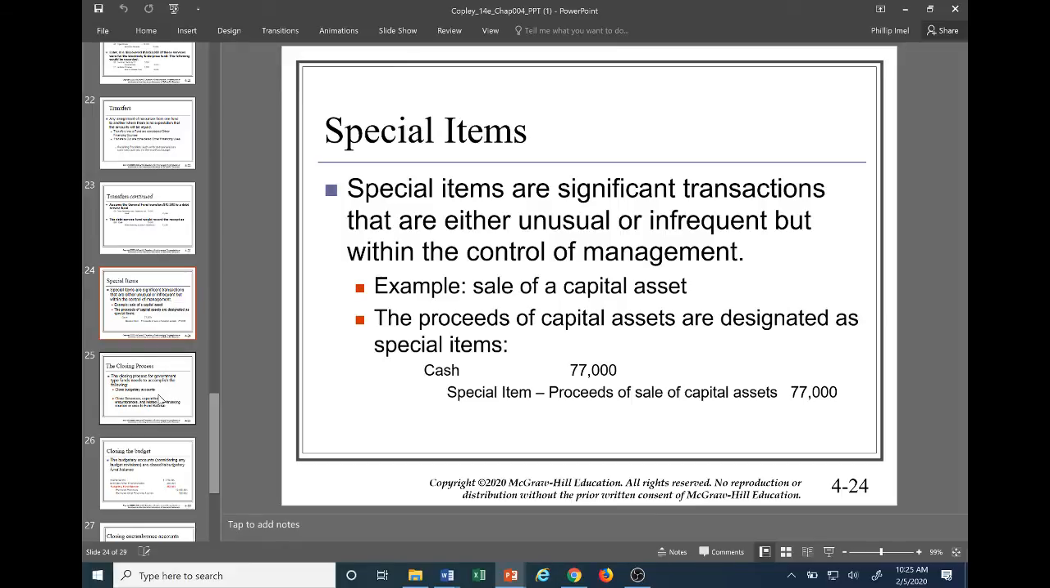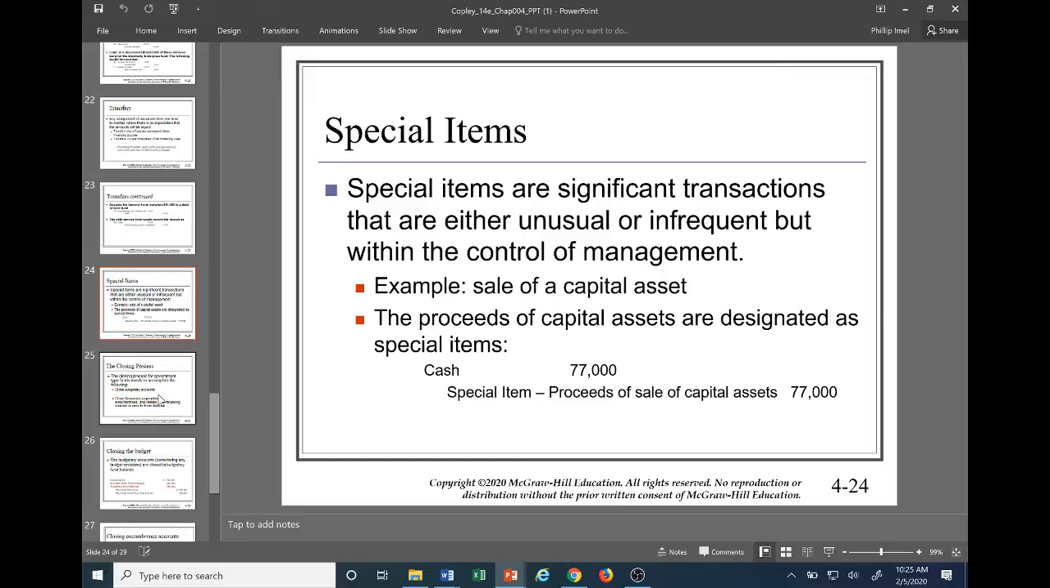So obviously, if we sell a capital asset, in this case we sell it for $77,000, right? So if we sold it, we know we're going to be receiving money. So we're getting a debit of cash for $77,000, and then the credit will be the special item, proceeds of sale of capital assets, right?